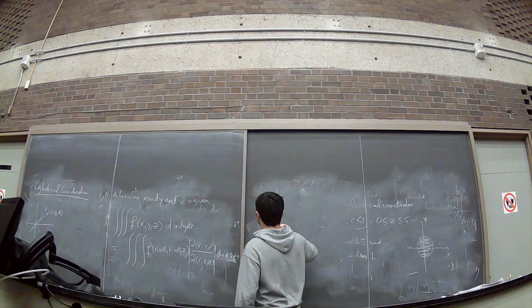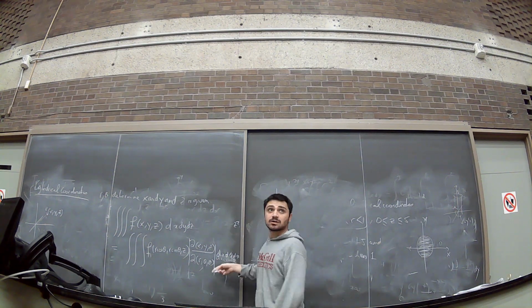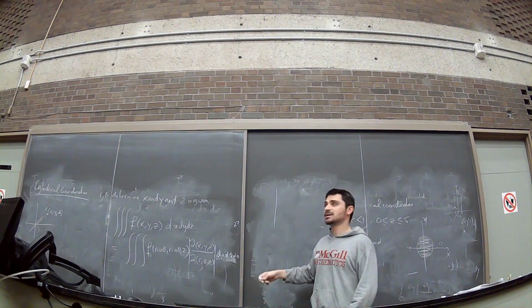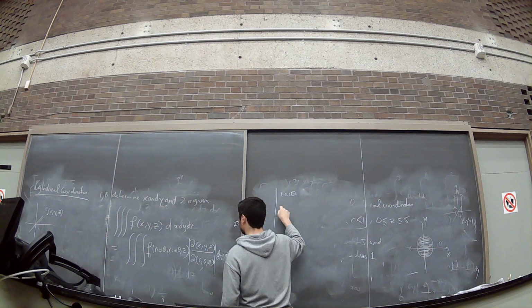What is dx, dr? What is del x, del r? Del x, del r is r cosine theta del r. Del r cosine theta is cos theta. Del y, del r is what? Del y, del r is sine theta.